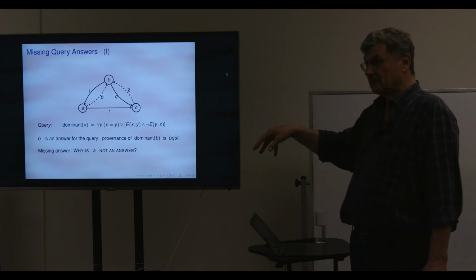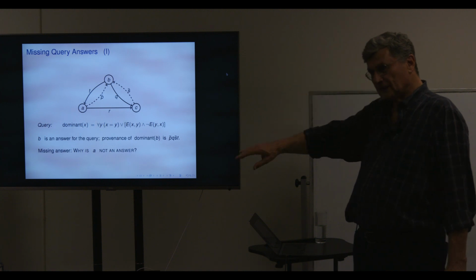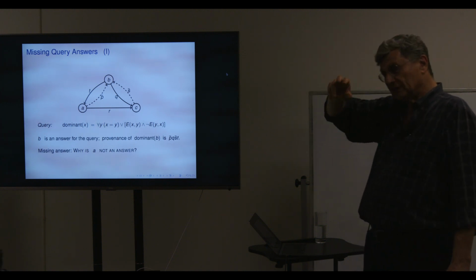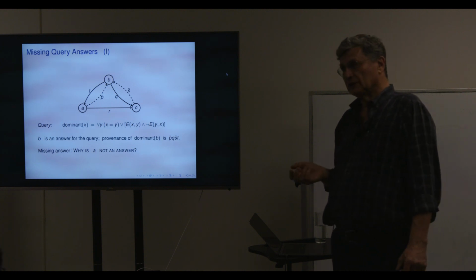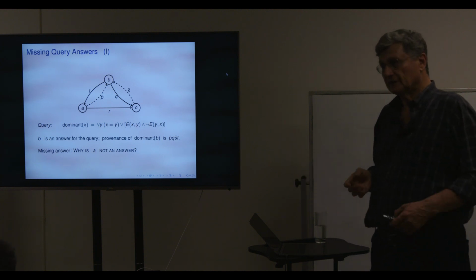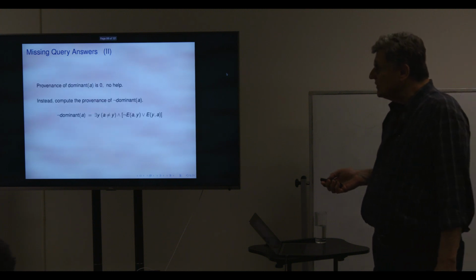But applying the repairs is a different story. Applying the repairs changes that whole provenance calculation, because now I'd have to do it again. And it will not be 0, the provenance of dominant of A. It will be something different. So this is quite general.